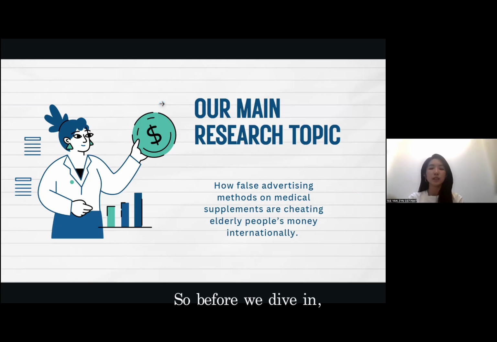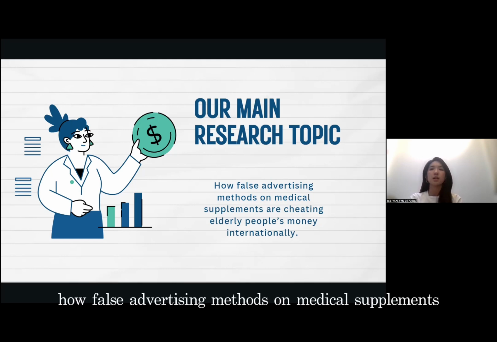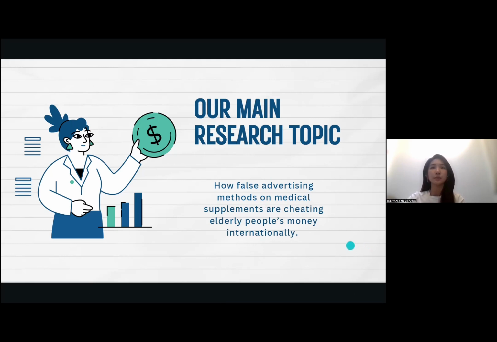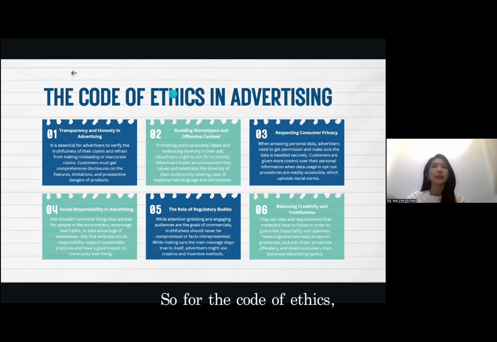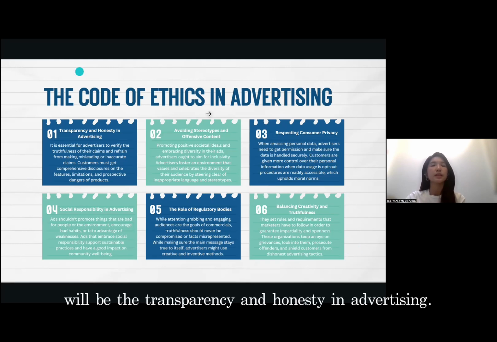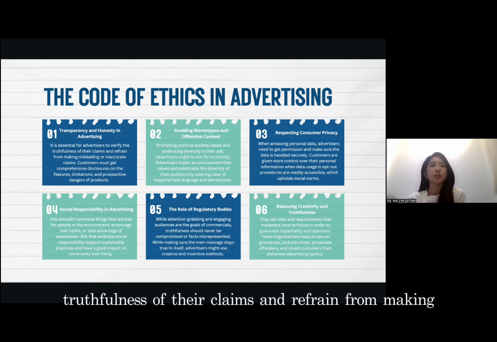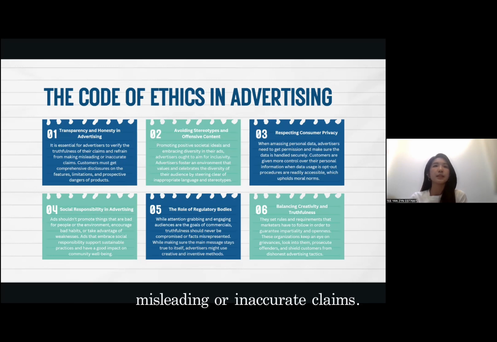Before we dive in, I'll give you a brief overview of what we'll cover today. Our main research topic is how false advertising methods on medical supplements are cheating elderly people out of money internationally. For the code of ethics, first is transparency and honesty in advertising. This is essential for advertisers to verify the truthfulness of their claims and refrain from making misleading or inaccurate claims. Customers must get comprehensive disclosure on the features, limitations, and potential dangers of the products.